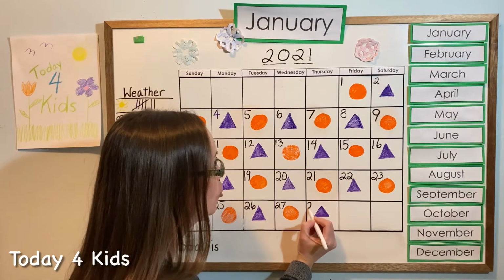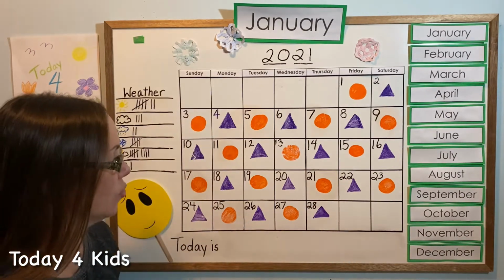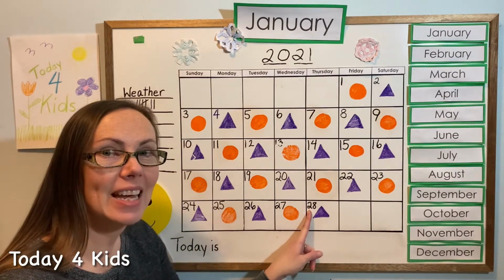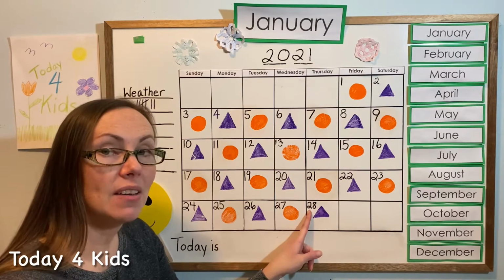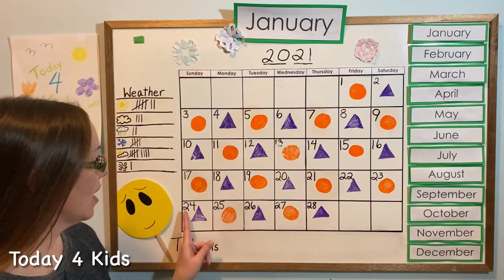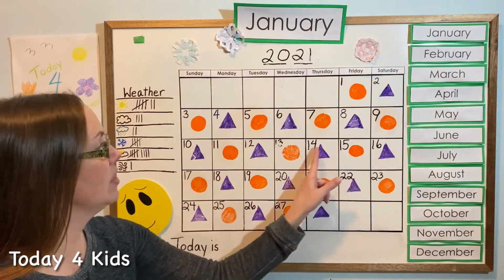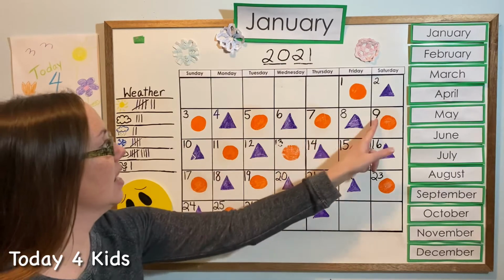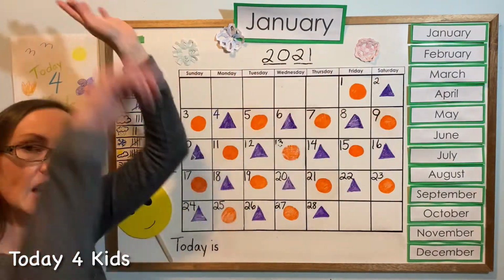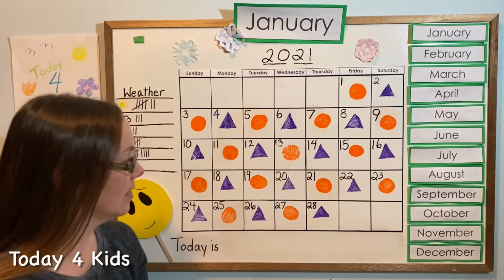28 is a 2 and an 8 beside each other. That is a 28. Now let's see if we can count backwards from 28. Count with me. If you don't know, that's okay. We'll practice together. 28, 27, 26, 25, 24, 23, 22, 21, 20, 19, 18, 17, 16, 15, 14, 13, 12, 11, 10, 9, 8, 7, 6, 5, 4, 3, 2, 1. Blast off! Good job. Good counting.